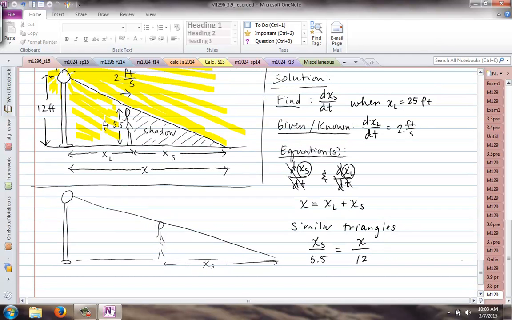So that's great. Looking at that similar triangle proportion I just set up, that's not going to be good enough all alone, because I can account for the x sub s rate but not the x after I take the derivative. But note that if I substitute in for x sub l plus x sub s, then I'm going to have the equation totally in terms of the stuff that I can account for. So that's going to be the ticket. We have x sub s over 5.5 is equal to x sub l plus x sub s over 12.